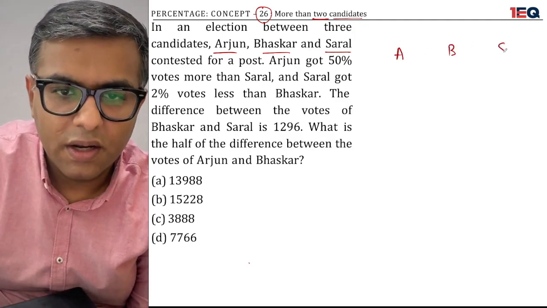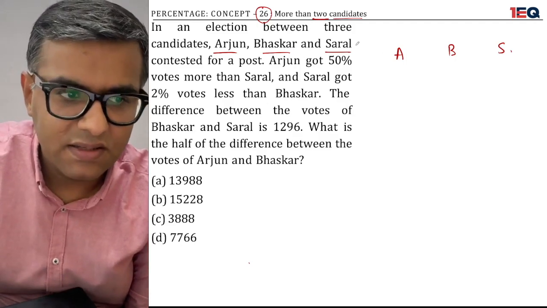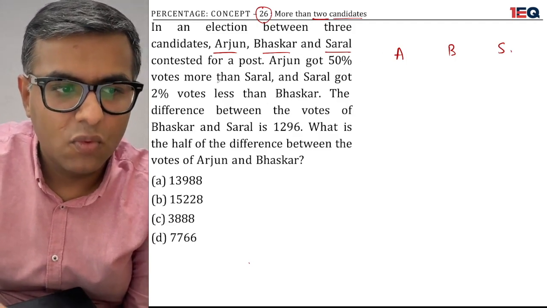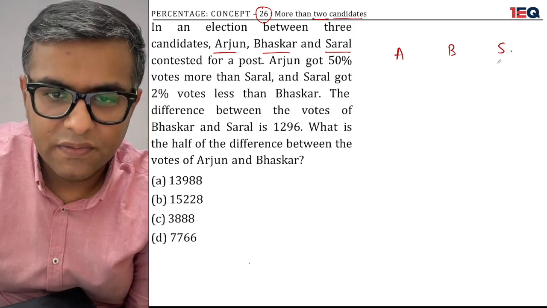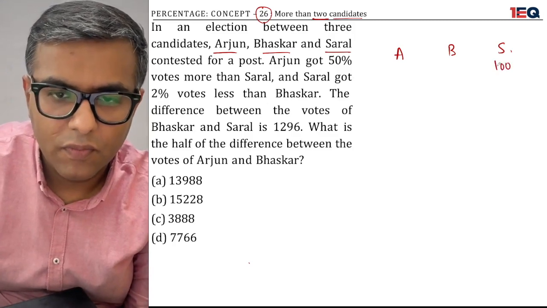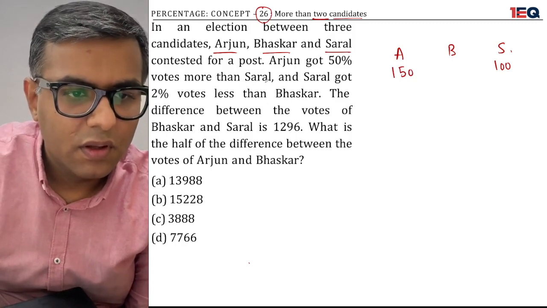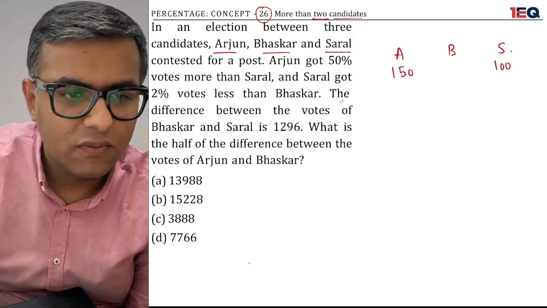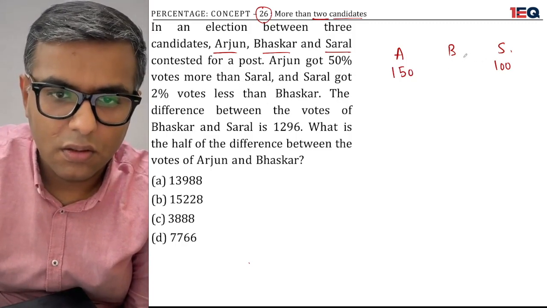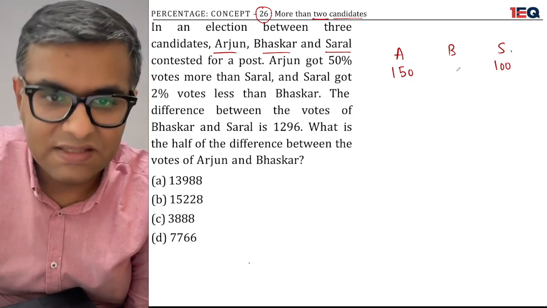There are three people: Arjun, Bhaskar, and Saral. Arjun got 50% more votes than Saral. If Saral got 100, Arjun got 150, and Saral got 2% votes less than Bhaskar. 2% votes less than Bhaskar.